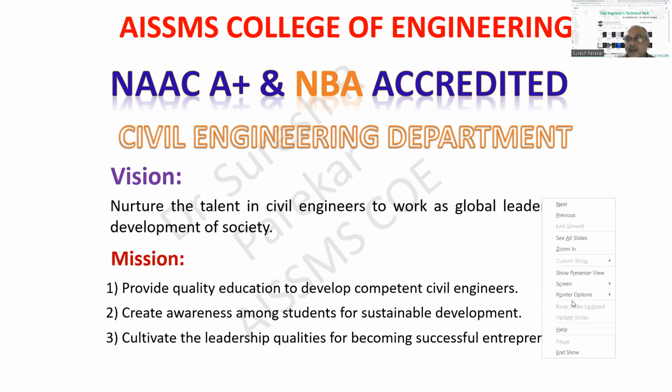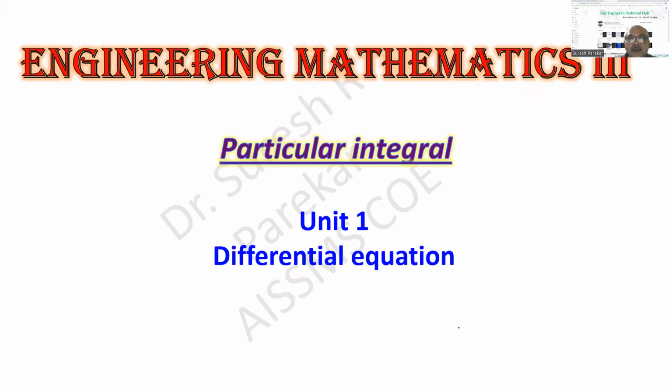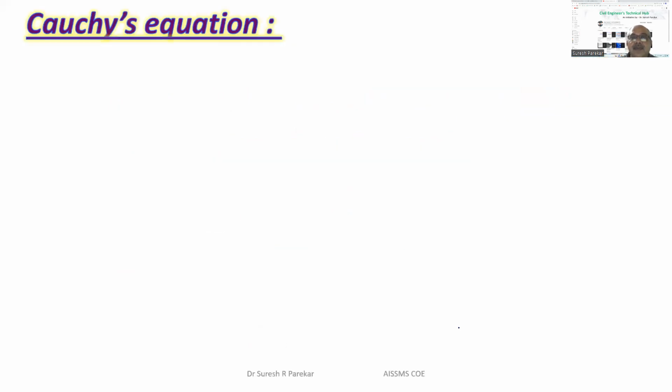Good evening. Now we are going to be with Cauchy's equation, or we can say Euler's equation. Now this equation actually we have with variable coefficients. Cauchy's equation, this is with a variable coefficient.